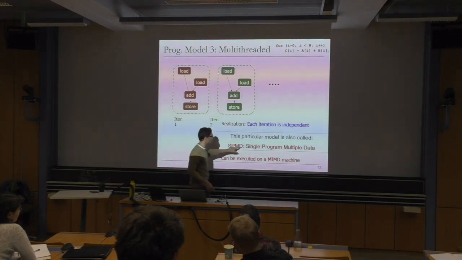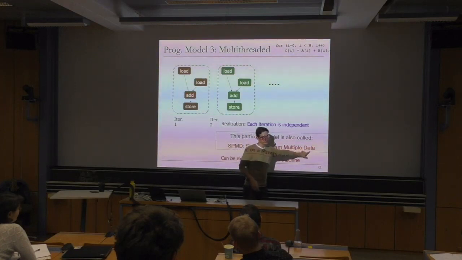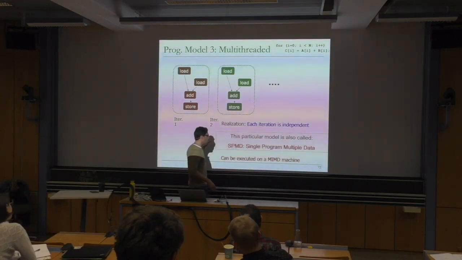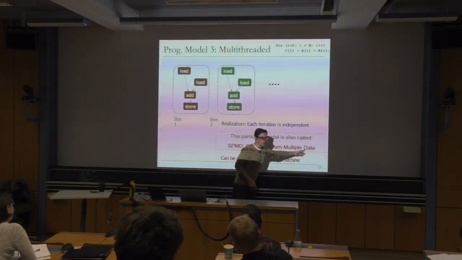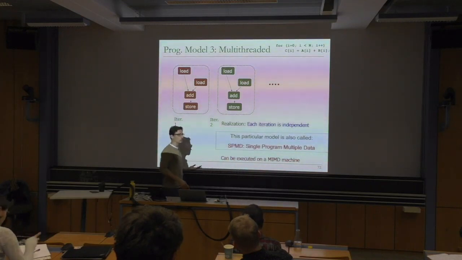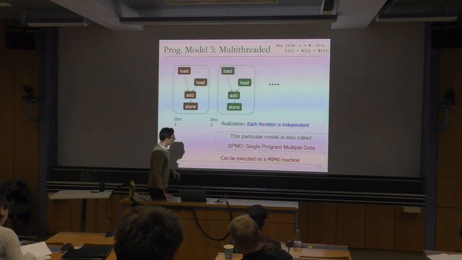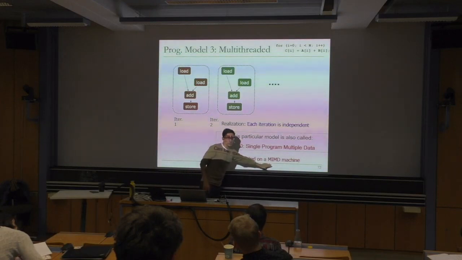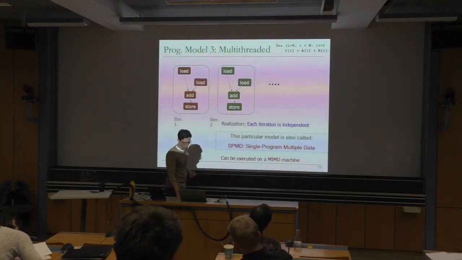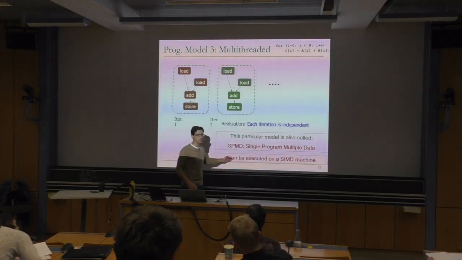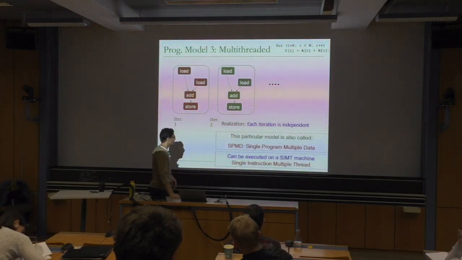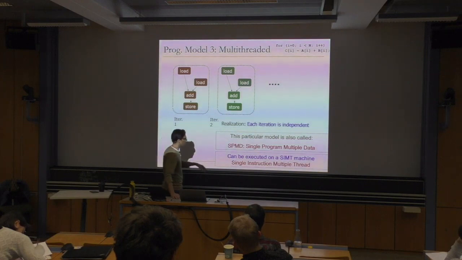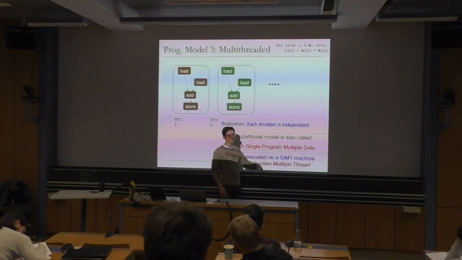And this is what we call single program multiple data, meaning that we have multiple threads. These multiple threads are going to run the same program on multiple data. And this is what we do in GPUs. This can be executed on a MIMD machine. This could be executed on a multi-core machine, but we are going to execute this on a SIMD machine, on a GPU. Okay? Related concept is this single instruction multiple thread.